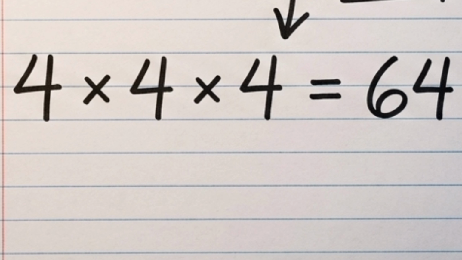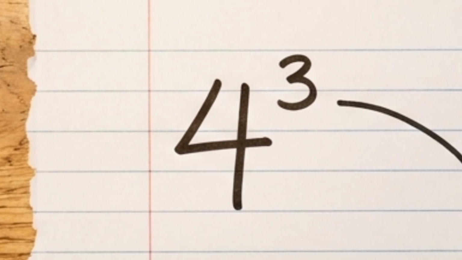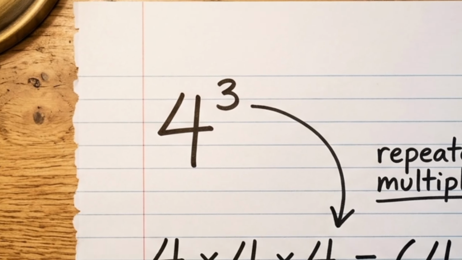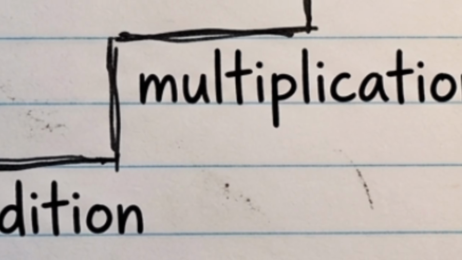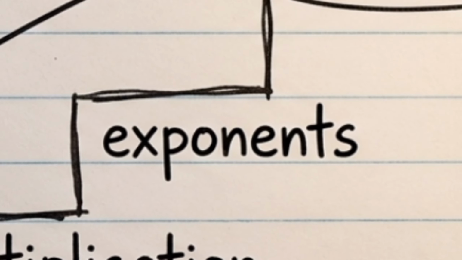Now take that same idea one level higher. What if we repeat multiplication instead? 4 times 4 times 4 becomes 4 to the power of 3. That is what an exponent is. Repeated multiplication. So we have a staircase. Addition at the bottom, multiplication 1 step up, exponents 1 step above that.